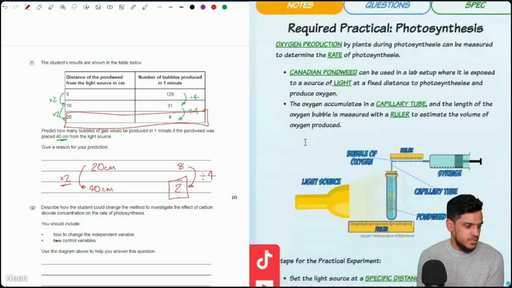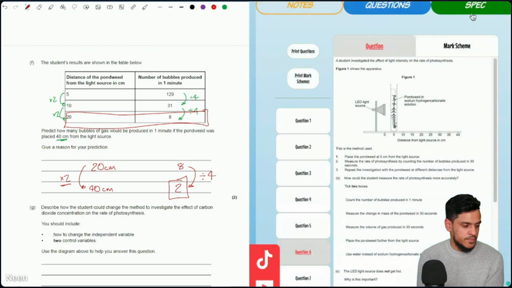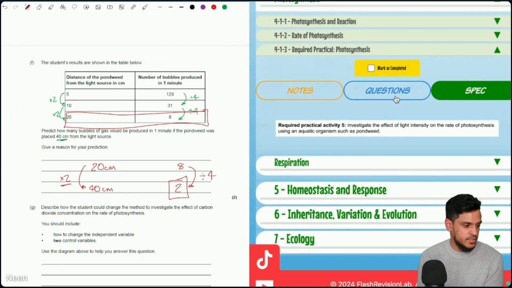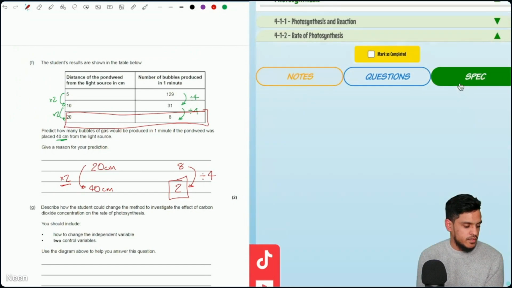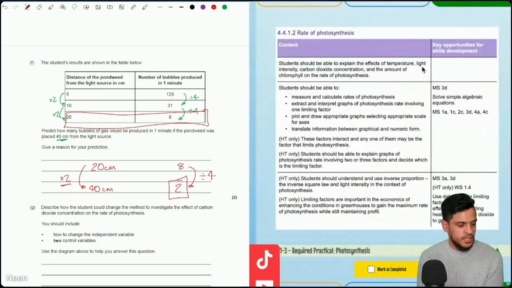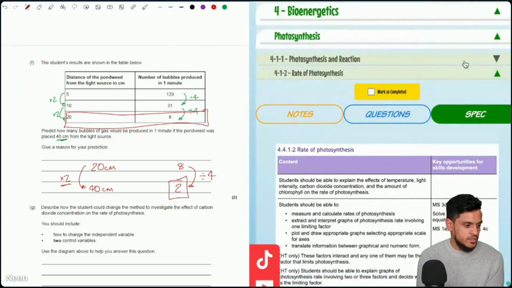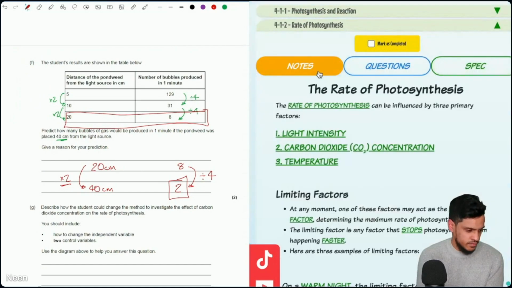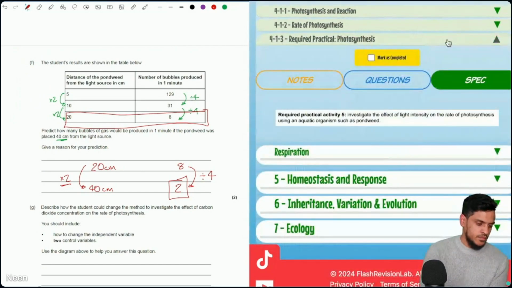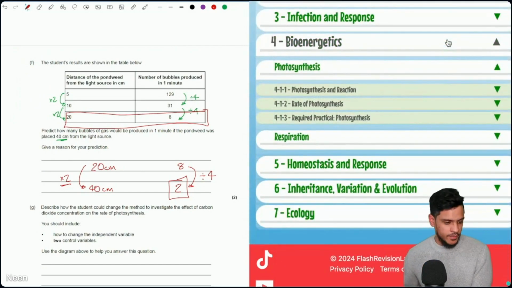So in each section, you can find notes and questions. You can even check the spec points. So here, this is exactly what the exam board wants you to learn. If you understand everything in the spec points, then you're pretty much ready for that topic in the exams. But anyway, let me carry on.